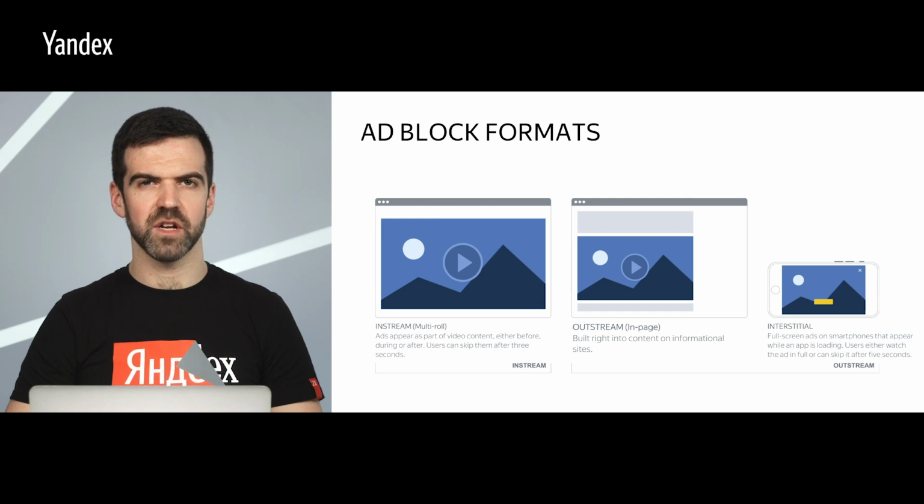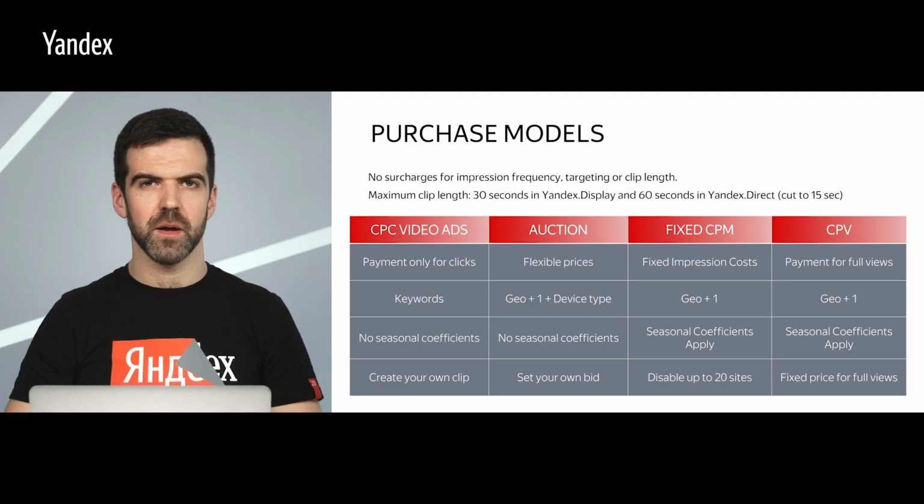Interstitial involves full-screen video ads that play within a mobile app, either before content loads or when the content within an open mobile app is changing. The Yandex Video Network offers various purchase models for video ads: pay-per-click in Yandex.Direct, CPM auction model in Yandex Display, fixed CPM, and payment for full views.